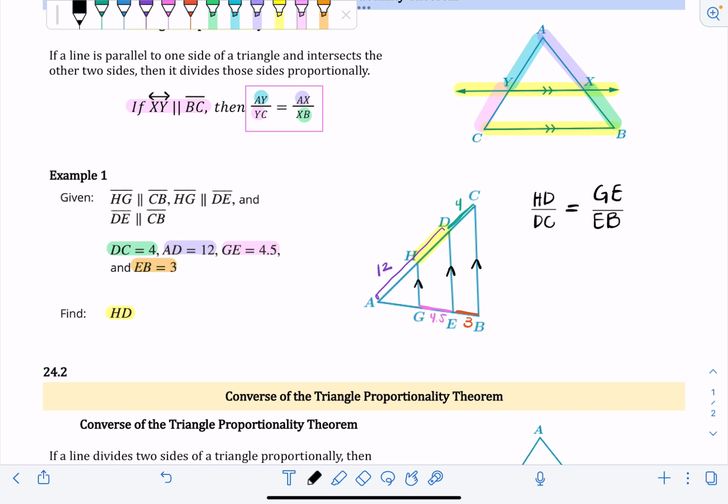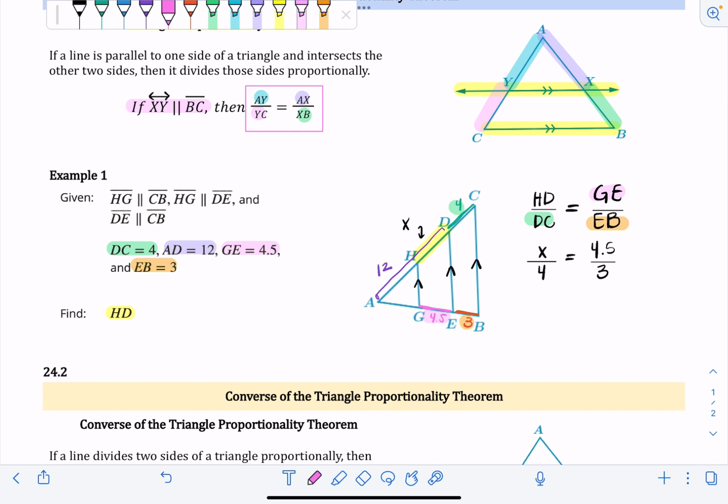So now we are trying to solve for HD, so we don't know it. I am just going to replace it with an X to make our equation a little bit more simple. So I'm going to put X in where HD was, and then DC, that was 4, so I'm going to put a 4 in for DC. And then that's equal to GE, which was 4.5. So I'm going to put a 4.5 in for GE, and then over EB, which was 3. So I'll put a 3 in for EB. And then now we have proportions, so I can go ahead and just solve by cross multiplying.